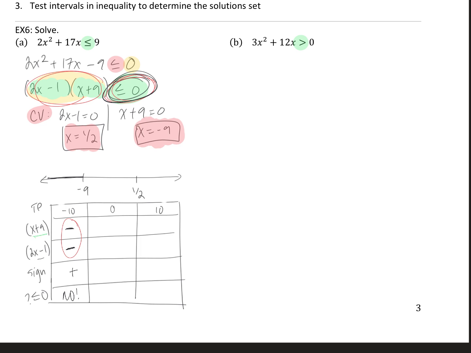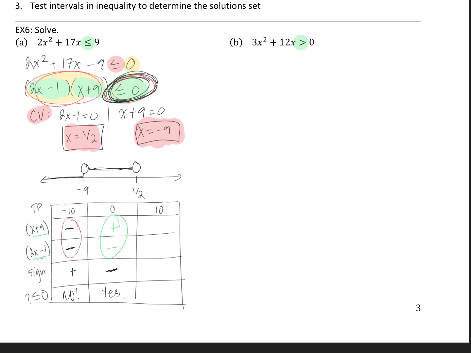Plugging 0 into these, that's going to be a positive, and that's going to be a negative. So positive times negative, what sign is that going to be? Ooh, that'll be a negative. Is that less than or equal to 0? Yes, it is. So this interval here is going to be part of my solution.